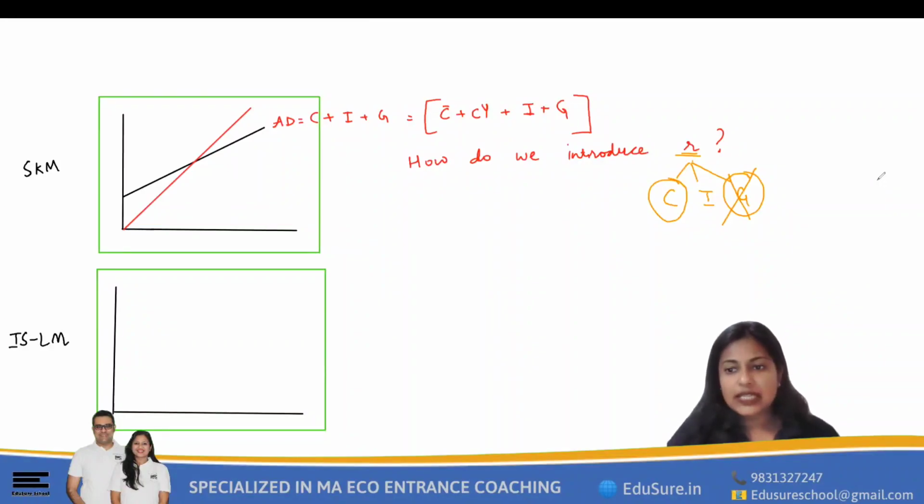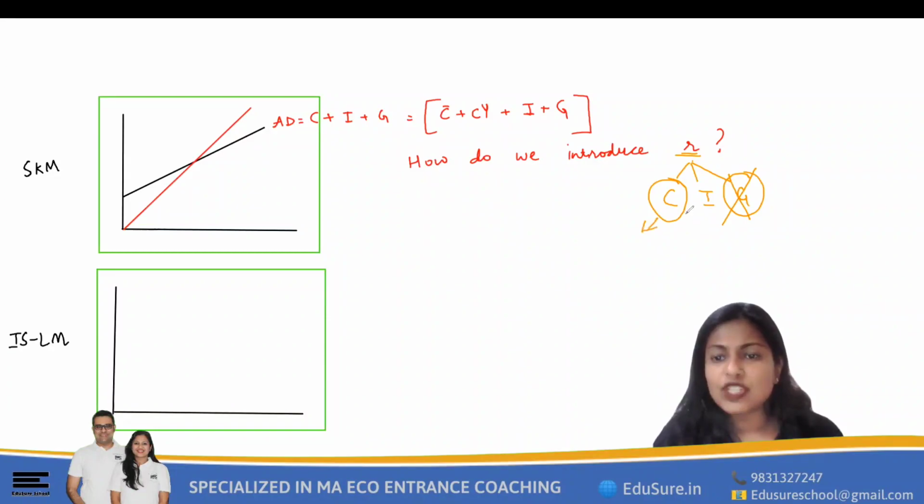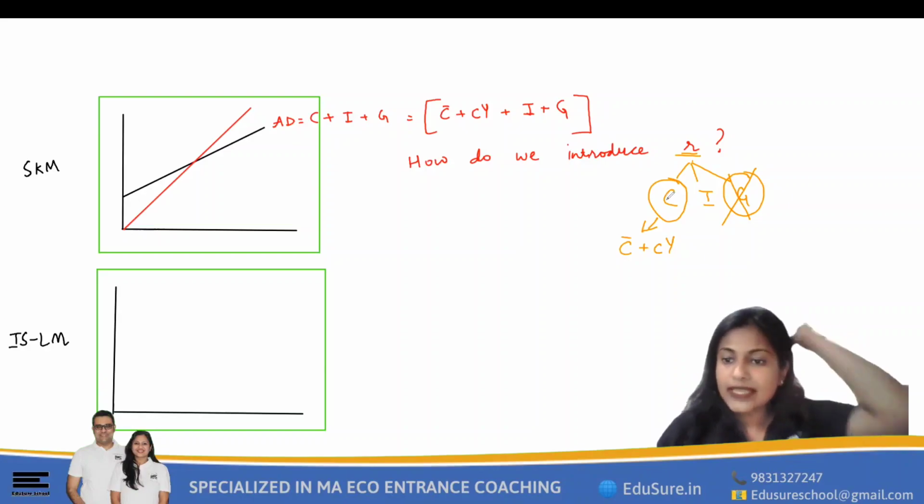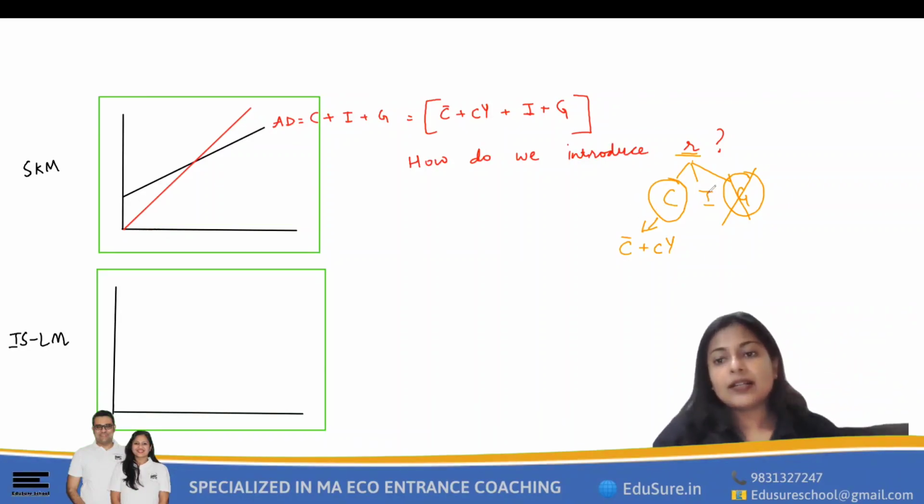But in general, still, we are not going to put rate of interest as a function of consumption. Consumption is still going to be independent of the rate of interest. C bar plus small c y, we will continue to take that as the consumption function. Okay. The last one is the investment.